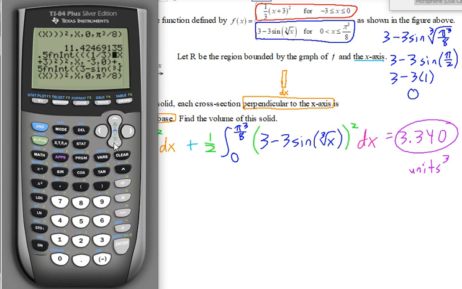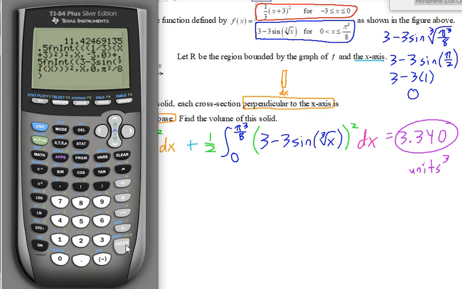So I'll just insert that right here. So when you make a mistake like that, go second INS 3. I just accidentally left out the 3. For some reason I didn't see it there. Enter.